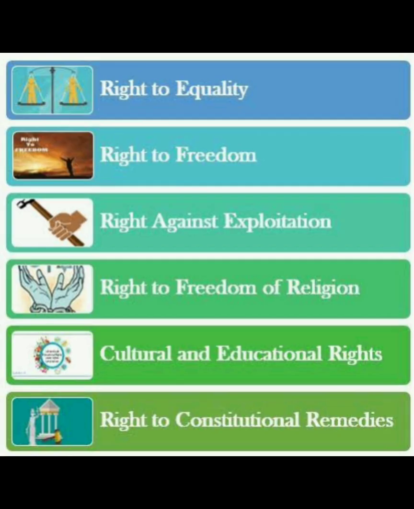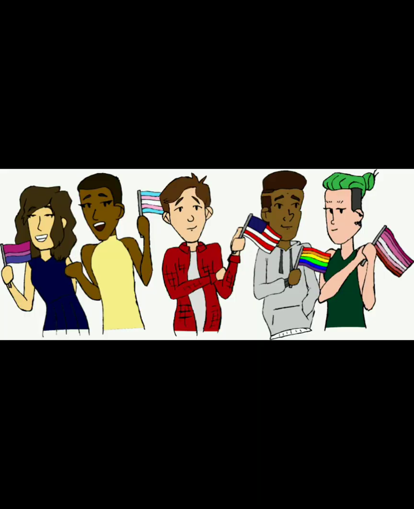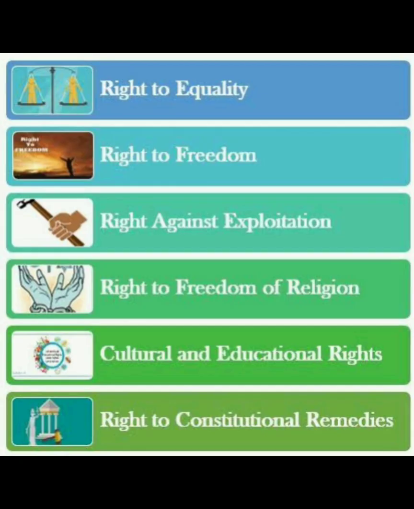Number 5, right to cultural and educational freedom. We can develop and preserve a culture or language. This law in particular protects the rights of groups of people who are less in number and are commonly referred to as minorities. Lastly, number 6, right to constitutional remedies. It allows every citizen to move court if any of their rights are being denied to them.